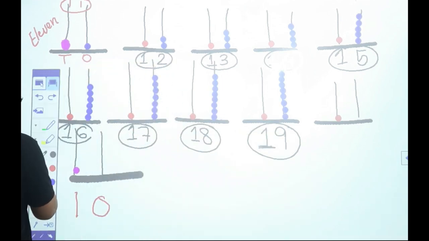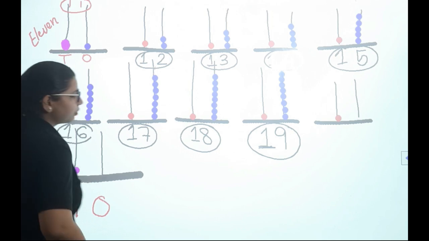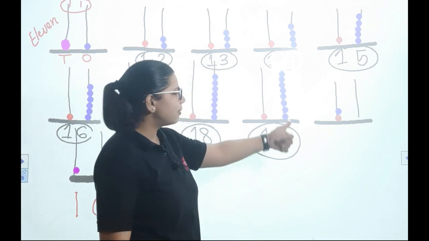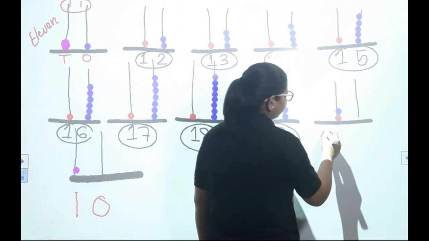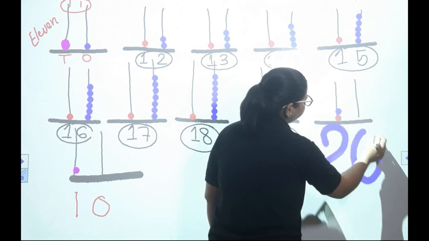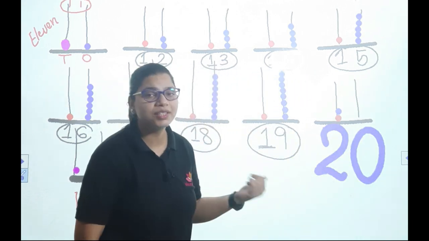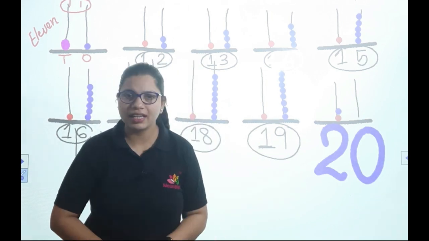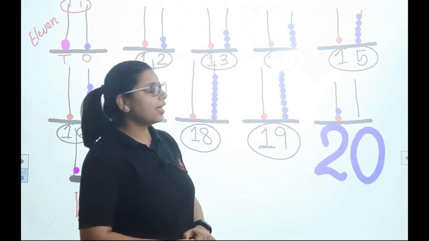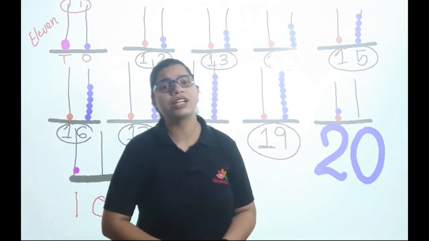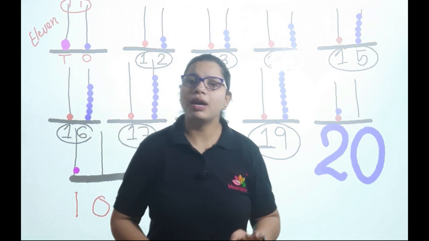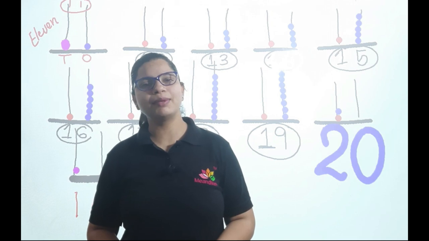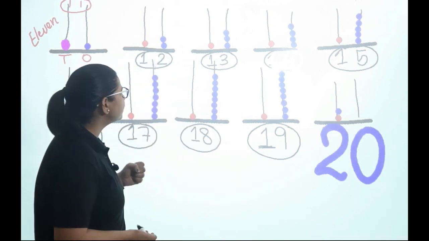And the next we go is, what about this? We have 2 on tens and 0 on ones. This is 20. Correct. After 19, 20 comes. So, reading the abacus representation is very important, and easy peasy lemon squeezy. What you have to do is just count the beads, and keep writing.